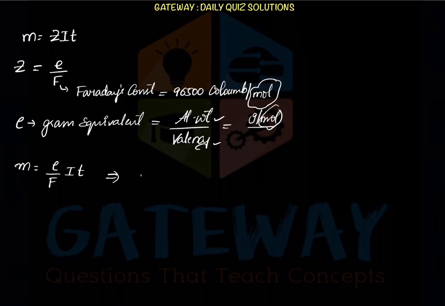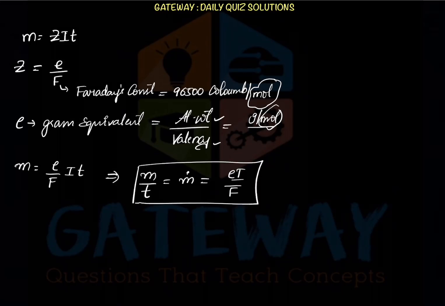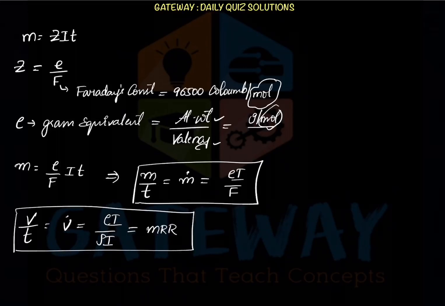From this we can write M by T, the mass flow rate, is equal to EI upon F. To get the volume flow rate, we should divide it by density. So the volume flow rate is EI upon rho F, and this is nothing but the MRR. In our question we need only up to this. There are a few other terms, like specific MRR and feed rate, which are not required for us. Up to here, this derivation we need, and we will be using this equation finally.